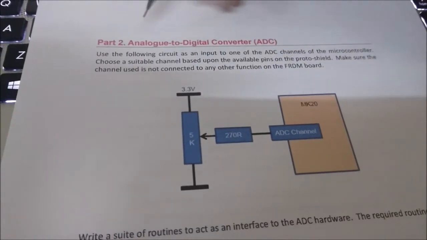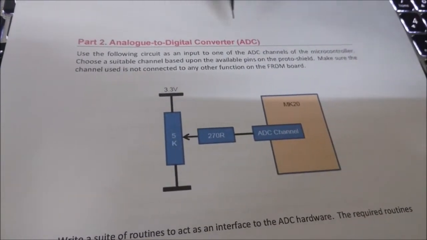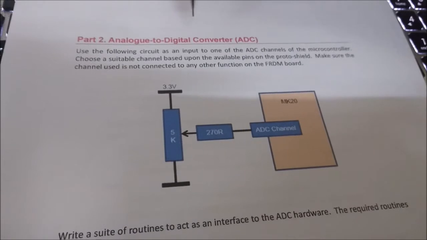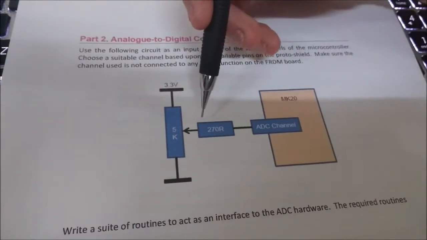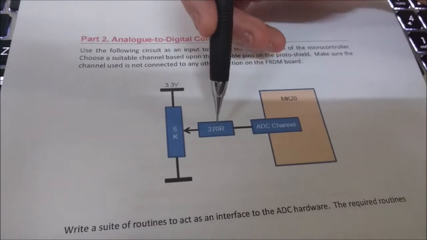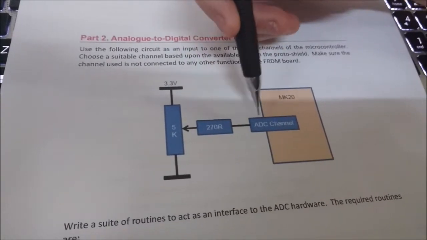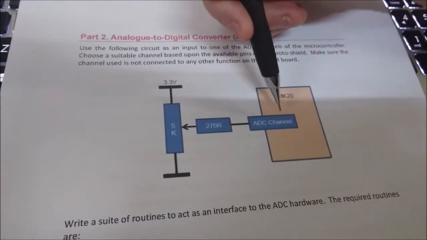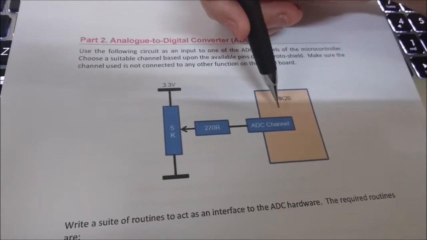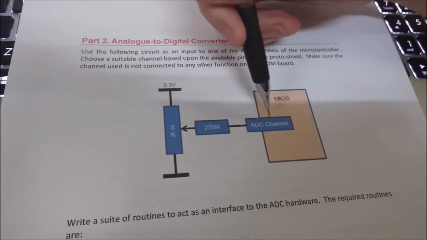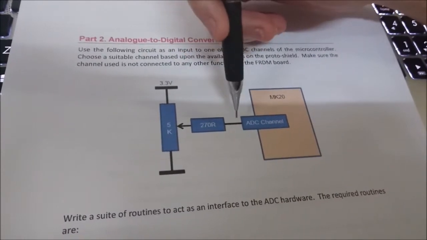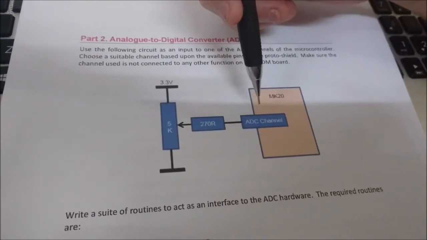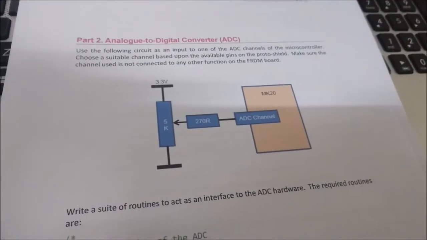Okay, now I'm doing part 2, the ADC, analog-to-digital converter. So here is a potentiometer, which is going to be connected to a 270 ohm resistor and then connected to an ADC channel on the MK20, which is actually channel 14. And this resistor is used to limit the current flowing into this channel only.